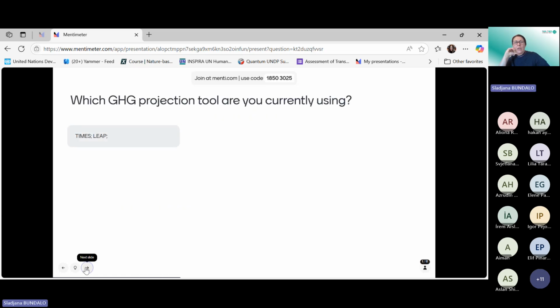So the first question is: which GHG projection tool are you currently using? Some of you are using LEAP. Okay, most of you are using LEAP. Any other answers? Yes, that's already known, that most of the countries are using LEAP.